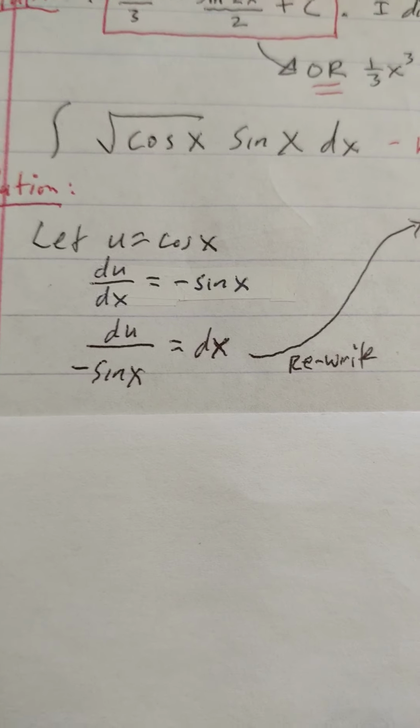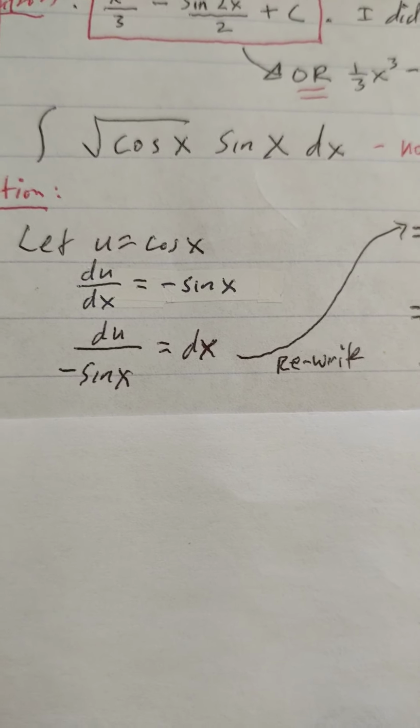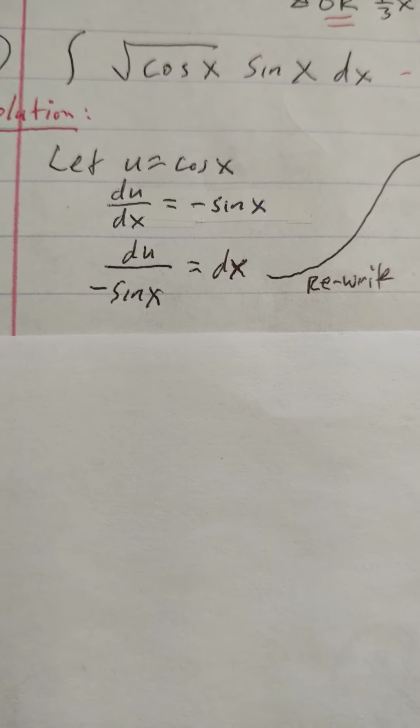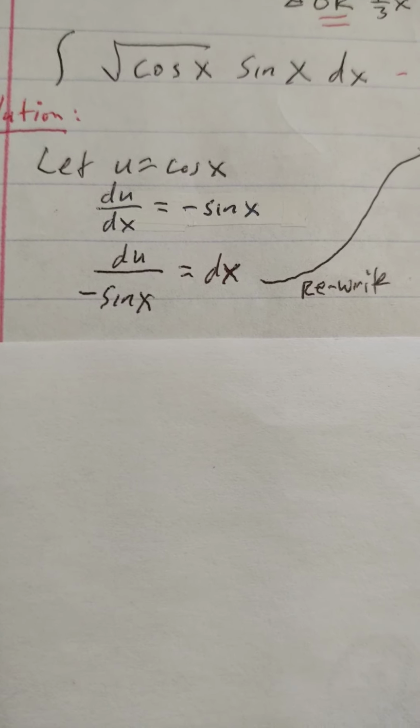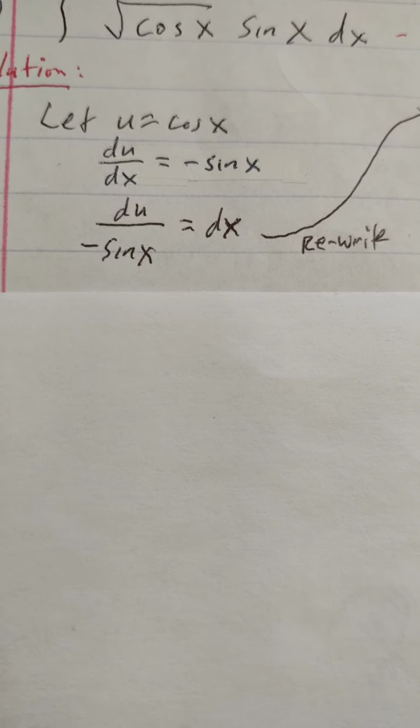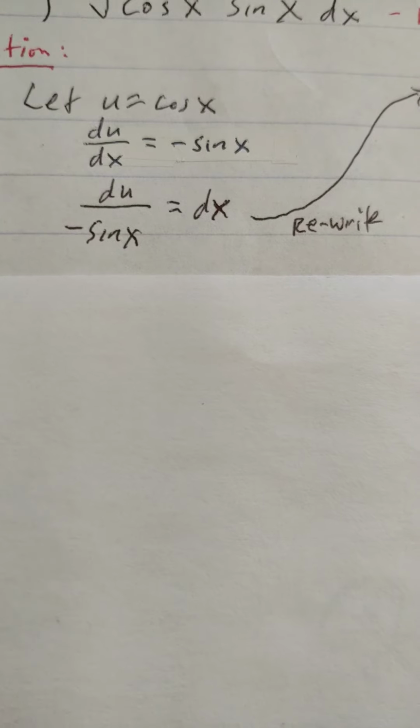Let me just look at that problem again so you can all see it. There was the original problem. It's clearly a u substitution problem. So we let u equal the more complicated factor, the cosine of x. And then we got our du dx, and then we solved it for dx, and then we rewrote.